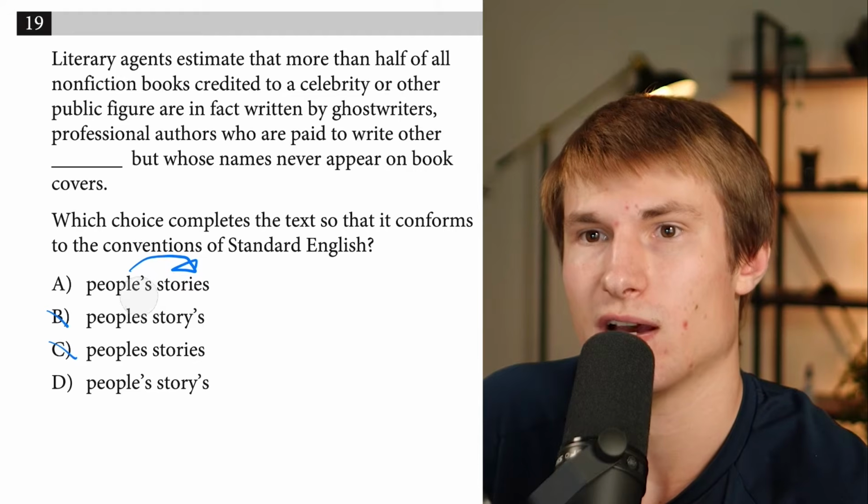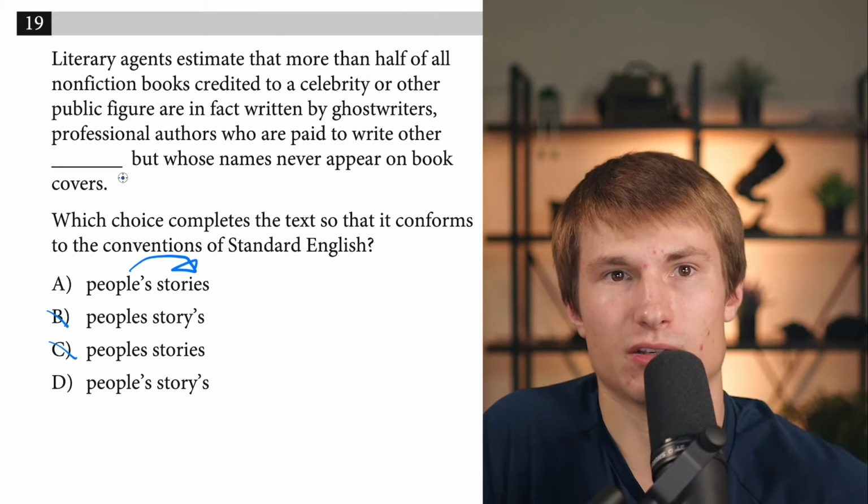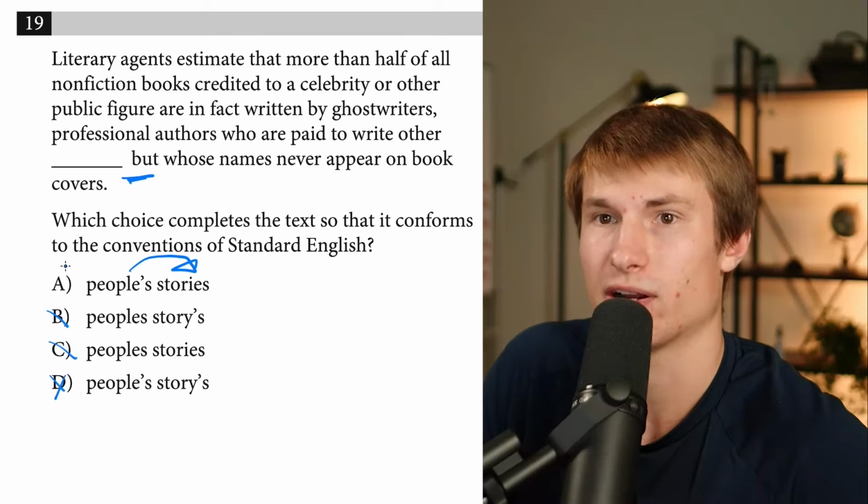So we have now between A and D. Now we need to know if the stories own anything. We have stories, but stories does not own anything, so we can get rid of D as well there, and our answer would have to be A.